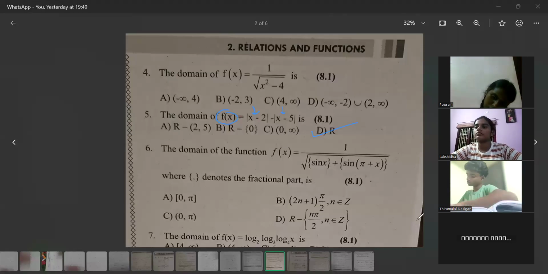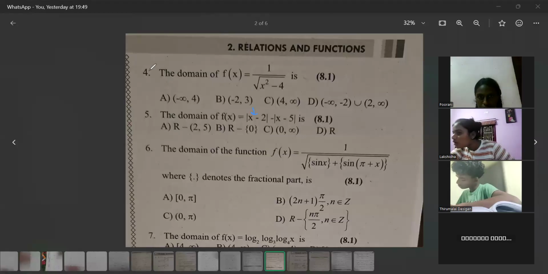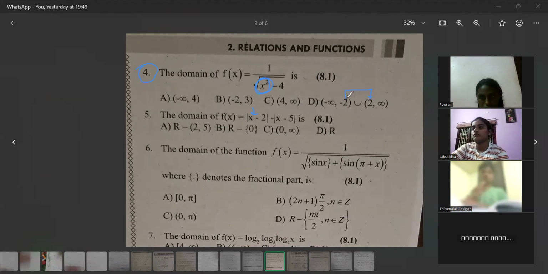So its domain is real numbers. Why? Because we can put any value of x. Like in question number 4, I cannot put x equals 1 or x equals 0 there; I cannot put any value between minus 2 and 2, because this will become a negative number. Root of a negative number is not defined, not a real number. That's why for the domain we have to find only the acceptable values of x.